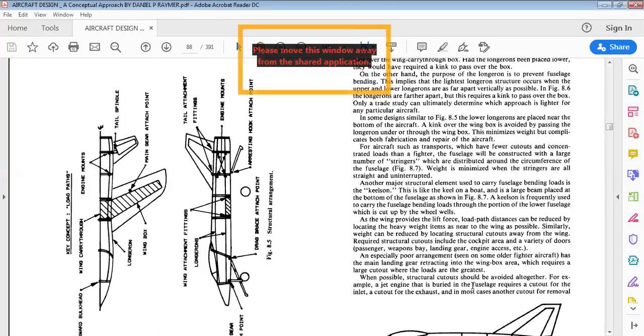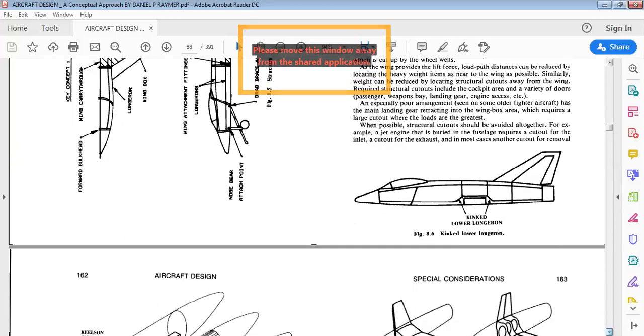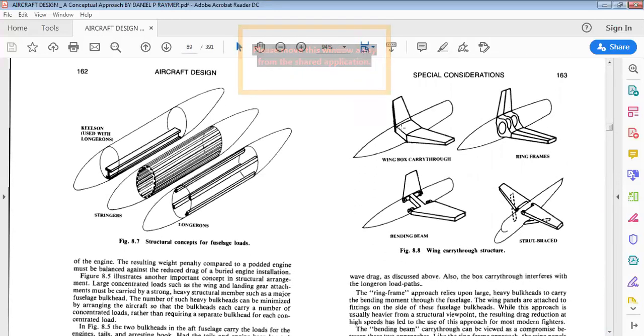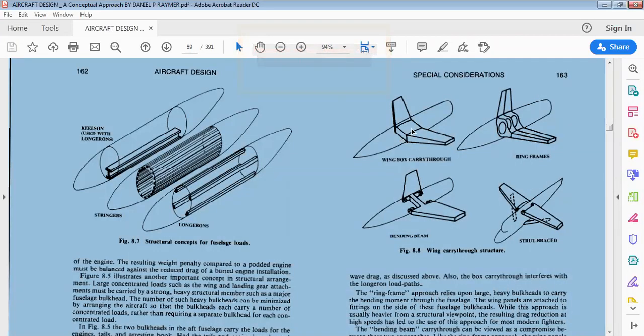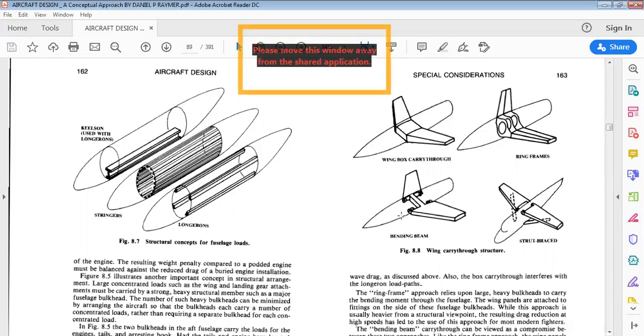That is what we have seen in the configuration layout and lofting process, where the loads are the greatest. We can see in the figure what is called a kinked longeron, where we are making a home for the landing gear and where it will be fixed. You can see the wing box carrying through, the shape of it, and the different types of structures, how it goes through the fuselage. You can see this is strut based, with ring frames and a bending wave.